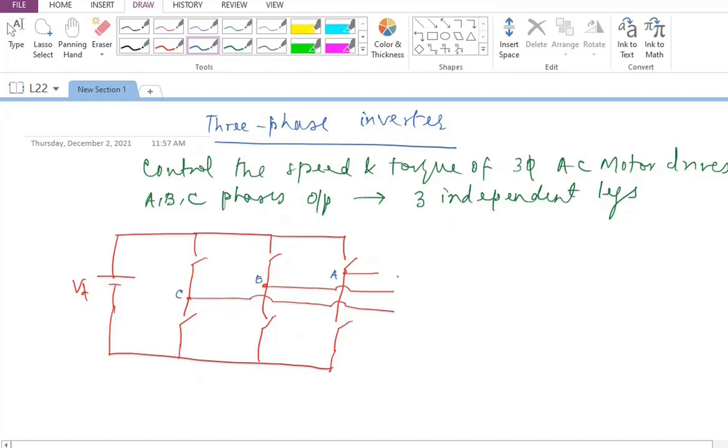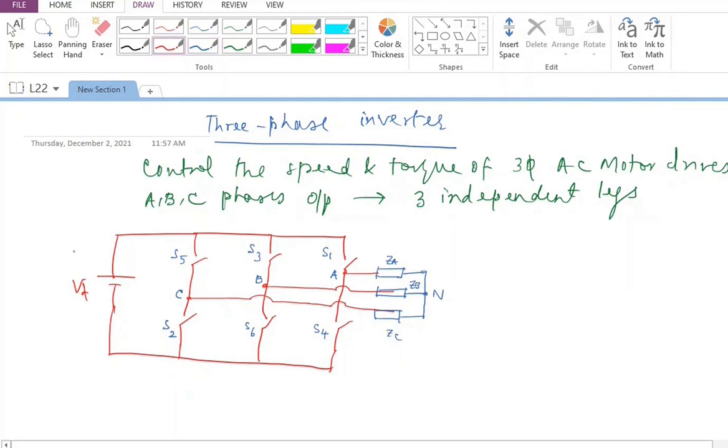Just like how we did in the case of rectifier, I'm going to call this as S1, this as S4, this as S3. I'm going to call this as S6, and this is going to be S5, and this is going to be S2. So I'm exactly numbering them the same way as I had numbered in the case of rectifier. And I'm going to have one load connected here, the second load connected here, and the third load connected here. And I'm showing them in star format. Please note. Let me call this as ZA, this as ZB, and this as ZC, and I'm calling this as the neutral of the load.